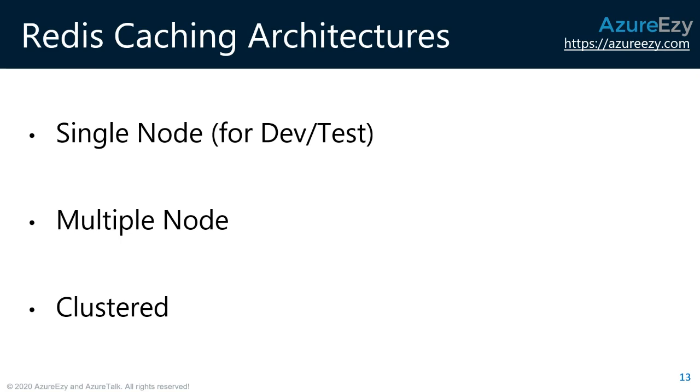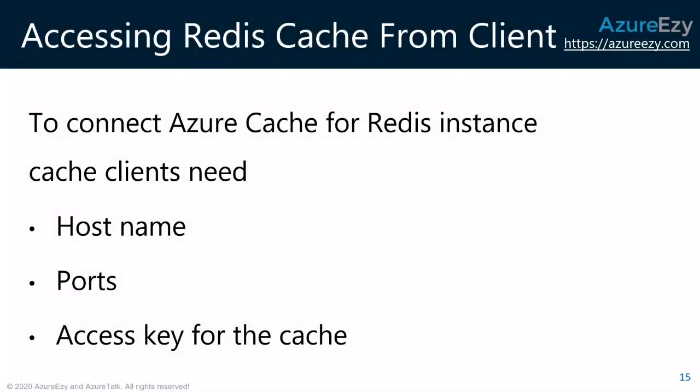Now, for example, let's suppose you have deployed this Redis cache in your environment and you want to connect to that Redis cache from your client API. How will you connect to it? For that, you require a few pieces of information that help you connect. You need the host name of your Redis cache. You need the port. You also need the access key. The access key is just like a passphrase for connecting.